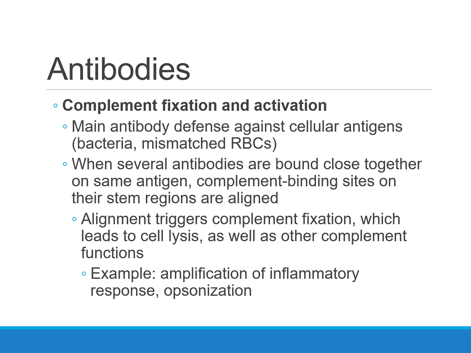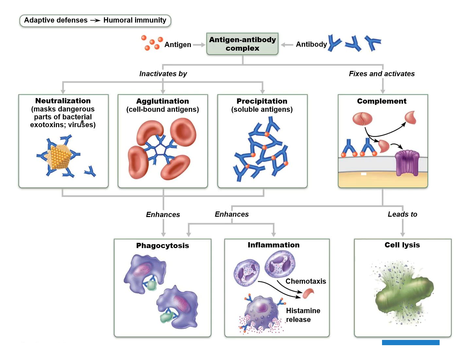The main antibody defense against cellular antigens like bacteria and mismatched red blood cells is complement fixation and activation. When several antibodies are bound close together on the same antigen, the complement binding sites on their stem regions are aligned, and this triggers the fixation of complement. Remember the 20 proteins that are floating around in your body in the inactive form, which can lead to cell lysis as well as other functions. For example, it can cause an amplification of the inflammatory response or sugar coating, opsonization.